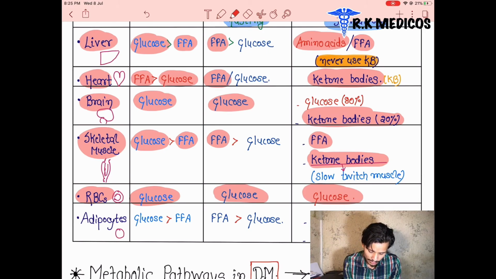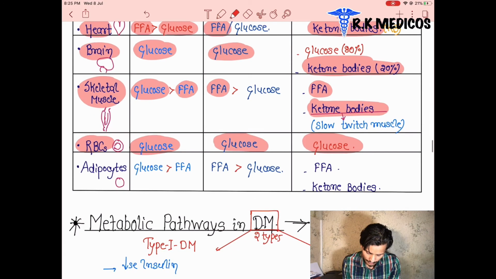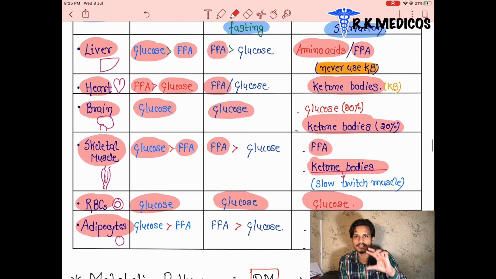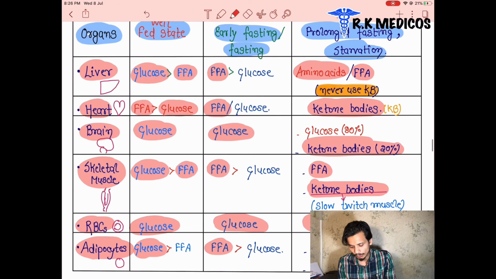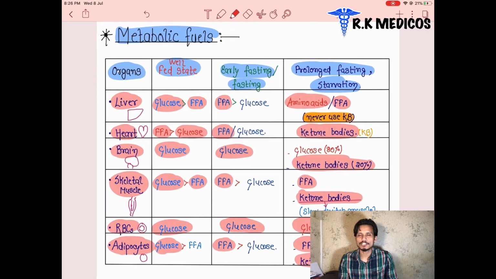Next, adipocytes. Adipocytes are the cells of adipose tissue, the fat cells. Basically they utilize glucose as the energy source in the well-fed state. In the early fasting or fasting state they use free fatty acids, and after that in the prolonged state or starving condition, free fatty acids and ketone bodies. So this is the sequence of the utilization of energy by the different parts of our body, the different organs.